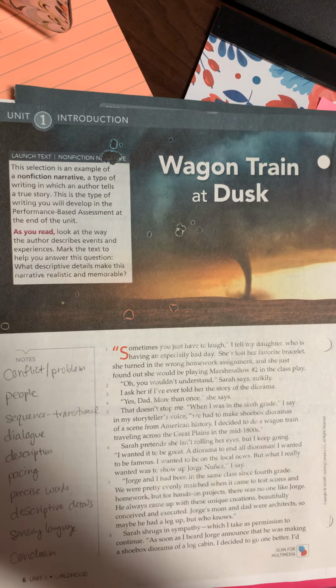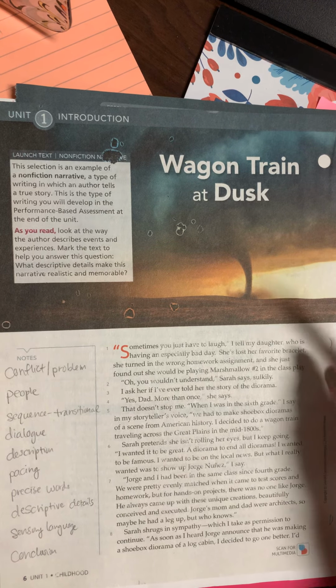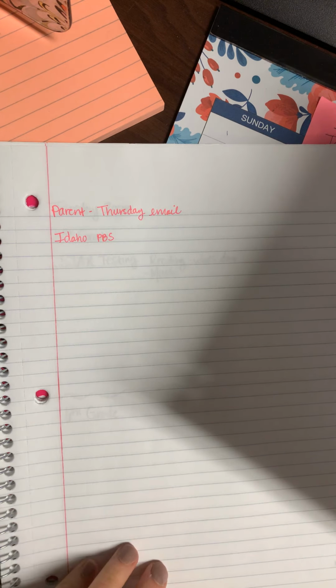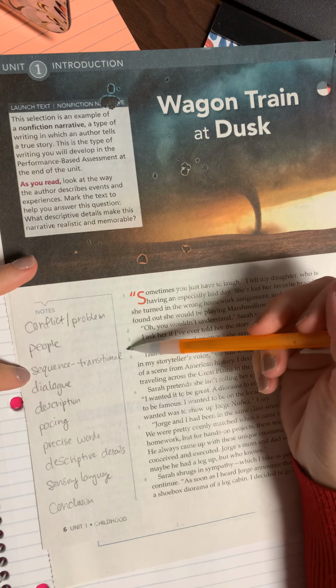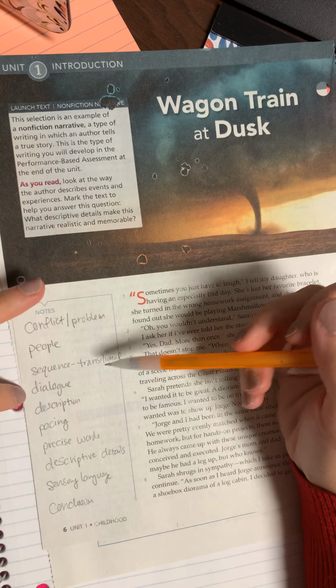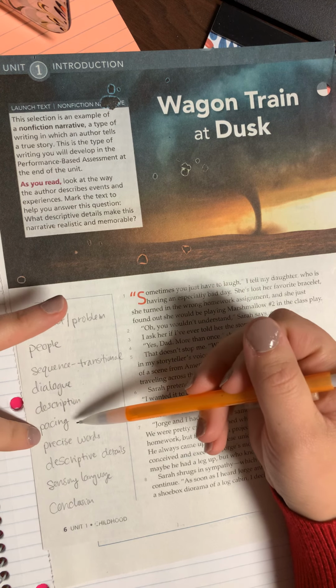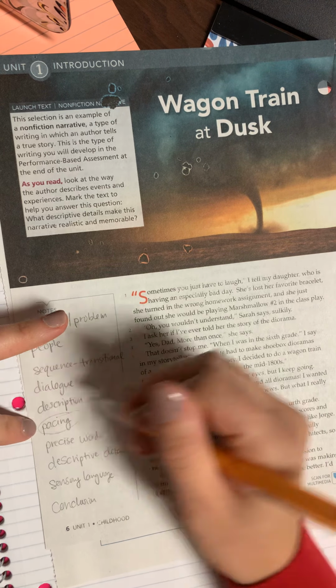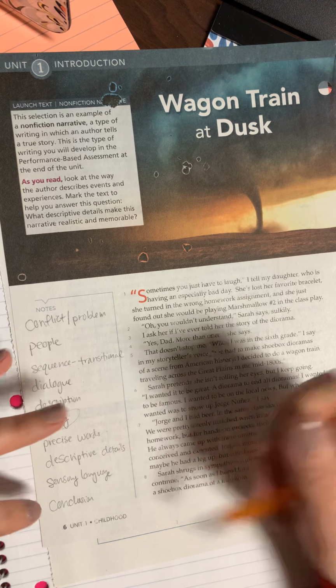Okay, so let's look at this wagon train at dusk as an example of a non-narrative non-fiction piece. And we're gonna look for all of these things here. Let me put a blank piece of paper under this from my notebook. Okay, all of these things here. So we're looking for the conflict, people who are involved, the sequence of the story and transitional words, dialogue, where people are talking, descriptions, pacing, we'll talk about that at the end, precise words, descriptive details, sensory language, and a good conclusion.